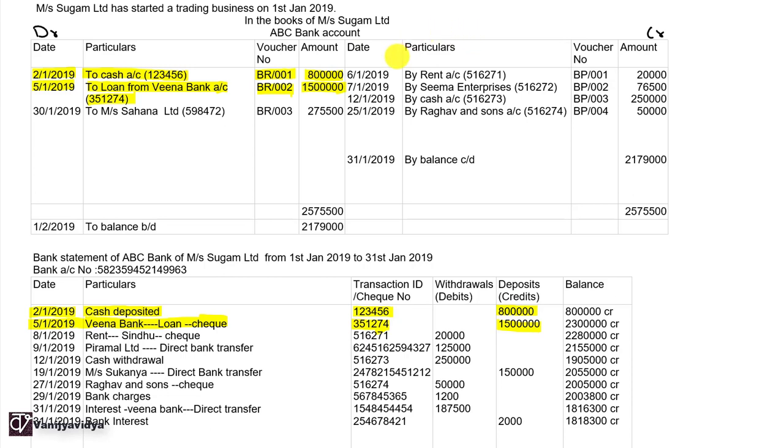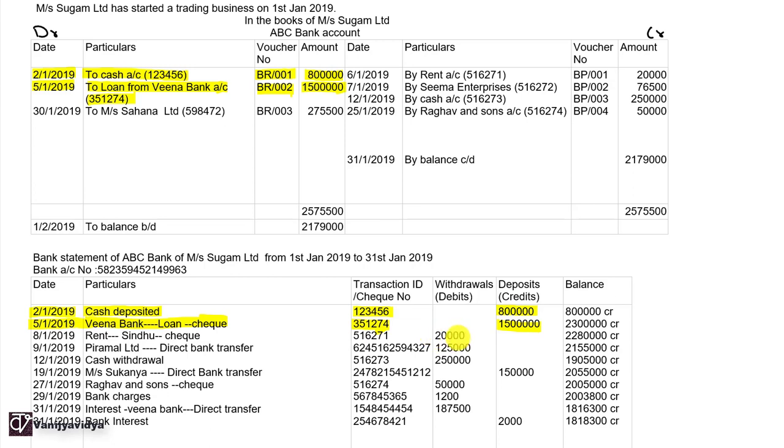Now let's see the credit side of the ABC bank account. Now credit side of ABC bank account is your debit or withdrawals in the bank statement. Let's see all the transactions one by one. 6 Jan 2019 by rent account, 516271, BP001 is the internal voucher number, amount is 20,000. Let's see on the debit side of the bank statement. Now on the debit side we can see 20,000.